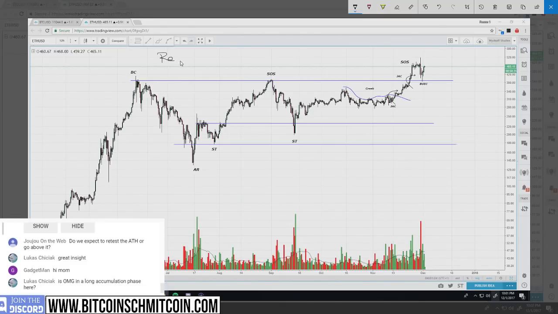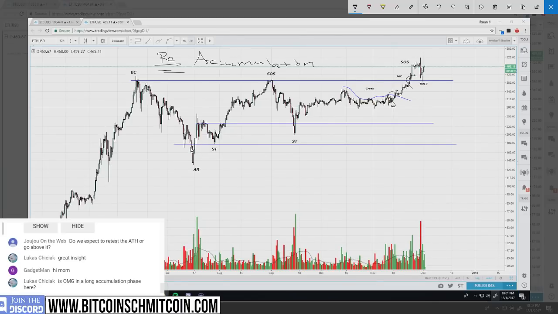This is reaccumulation, and it looks very solid. It was something I really overlooked previously, but this is one of the more clear examples that we have of a macro reaccumulation phase in the crypto market.